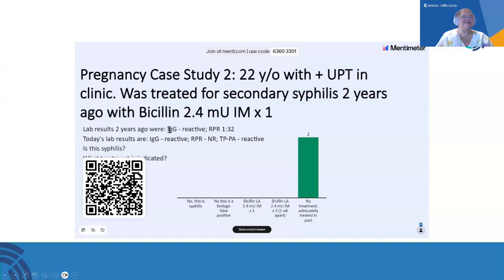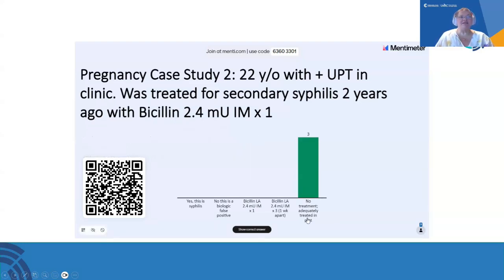Y'all are getting it. That's correct. So no treatment is needed. This was adequately treated in the past.